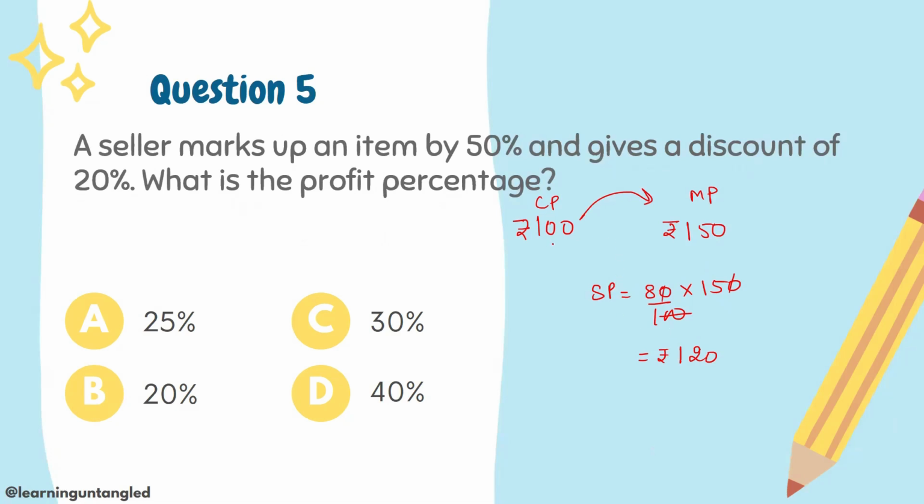So what is the profit percentage? The cost price was 100 and the selling price is 120. How much profit did he make? 20 rupees profit on 100 rupees. So therefore, what is the profit percentage? 20%. So the answer is B, 20%.